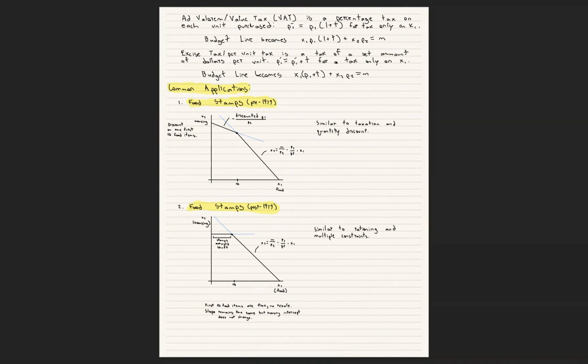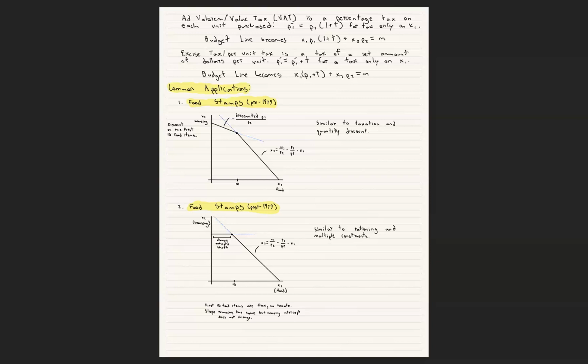Excise tax or per unit tax is going to be a tax on a set amount of dollars per unit. So that's just going to be P1 prime, or your P1 after the tax has been implemented, equals price before taxes plus the new tax. And that is, again, only for a tax on good one. You're just substituting that back into your original budget line. You're going to end up with quantity of good one times price of good one plus tax, plus quantity of good two times price of good two equals your budget.